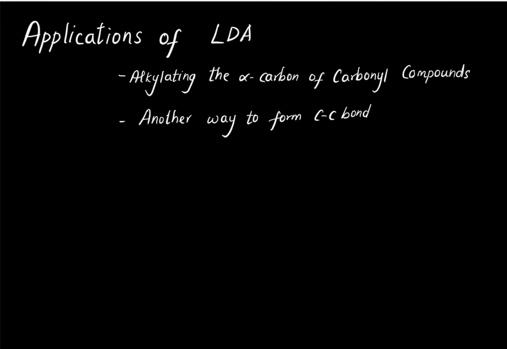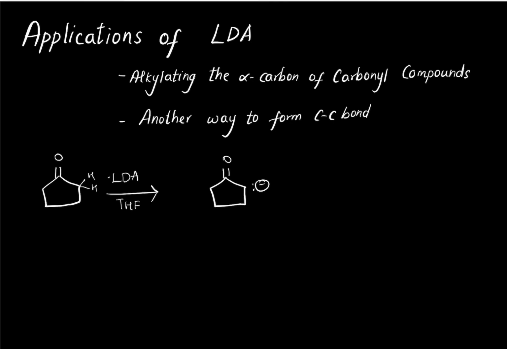Now we are going to talk about the applications of LDA. LDA is primarily used for alkylating the alpha carbon of carbonyl compounds, which is another way to form carbon-carbon single bonds. Let's do an example here. This is cyclopentanone reacting with LDA, again using THF as the solvent, and you form the enolate, which is the first step. The LDA is going to grab the hydrogen and form the enolate.